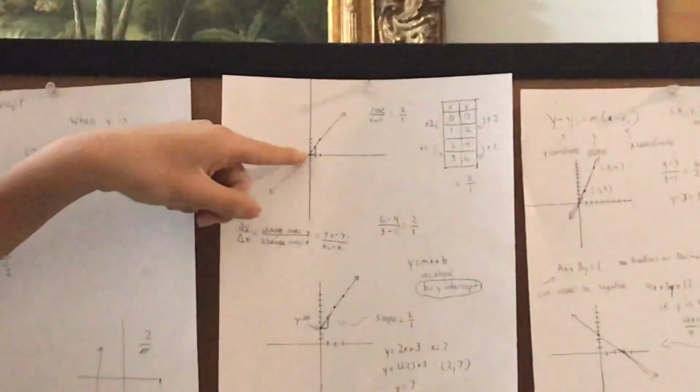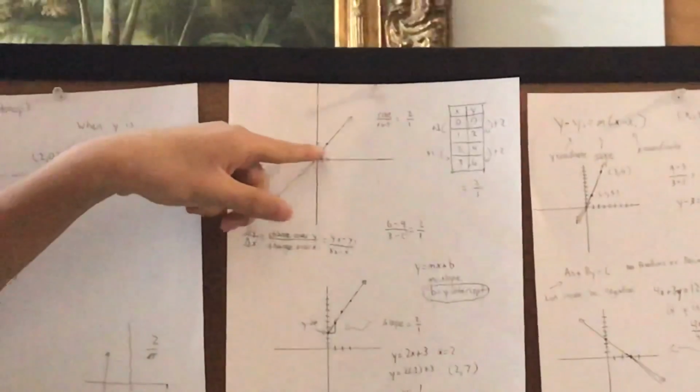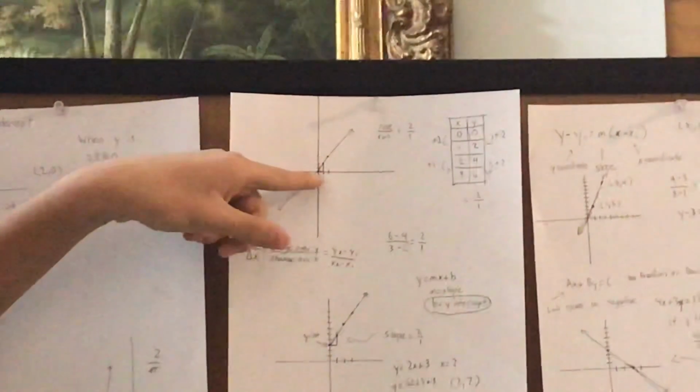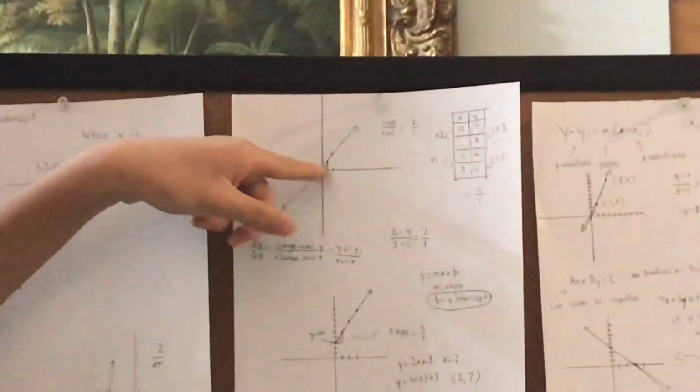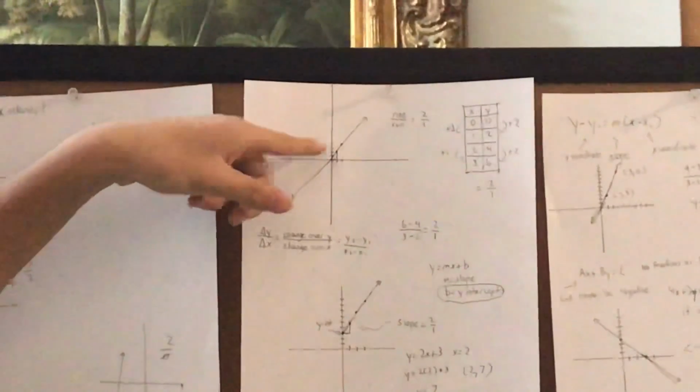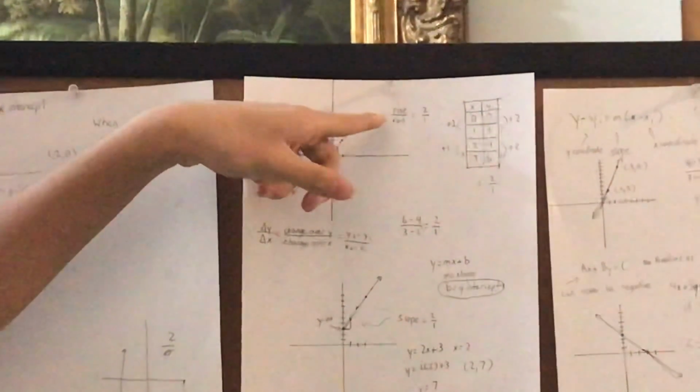So as you can see, this point is at 0, 0 at the origin, and the second point is at 2, 1. Or no, 1, 2. Sorry. So it goes over 1 and up 2 from the origin. So the slope is 2 over 1 because it's rise over run.